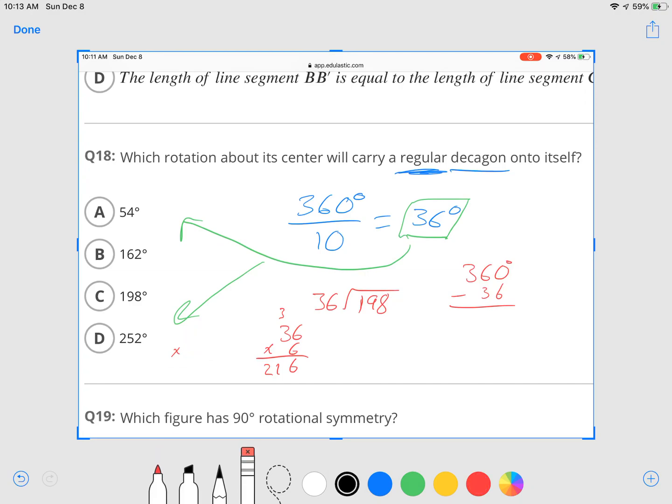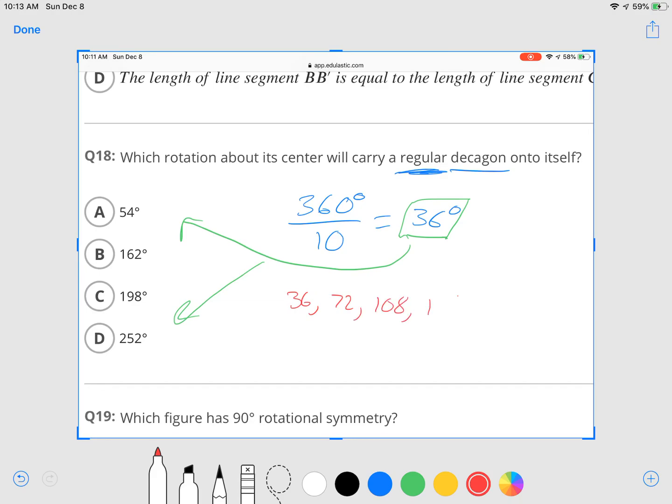Okay, let's just add 36 over and over again until we get one of these. Alright, so 36 plus 36 is 72, plus another 36 is 108, plus another 36 is 144, that's not there, plus another 36 is 180, that's not there, plus another 36 is 216, oh my goodness, plus another 36 is 252, okay, there it is, so 252.